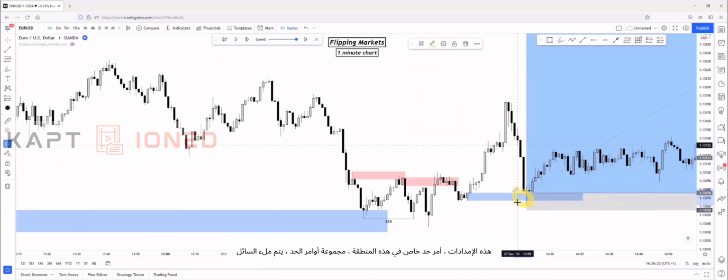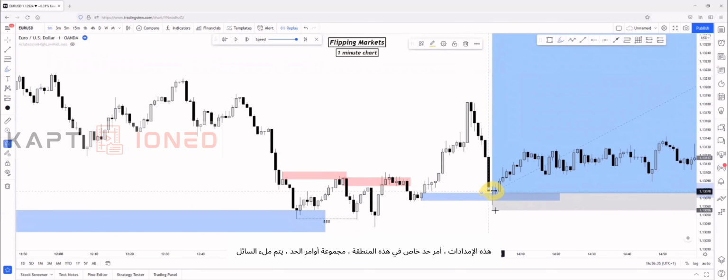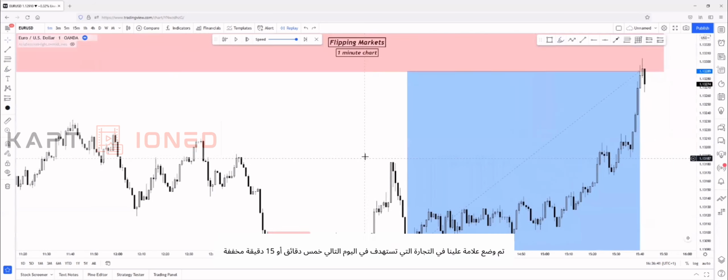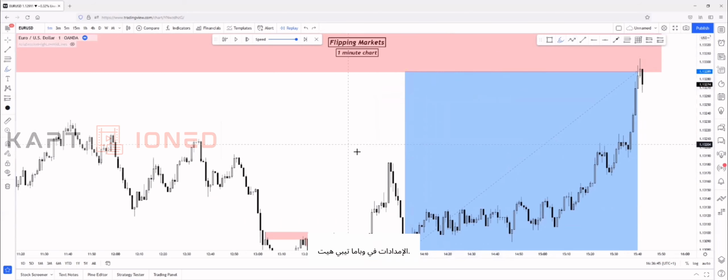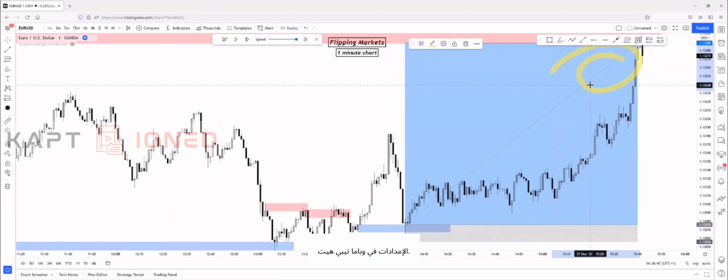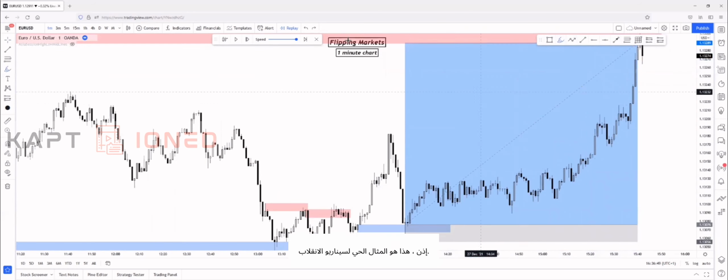Limit order on this zone. Limit order did set. Liquidity sweep from this region. We are tagged into the trade, targeting the next unmitigated 5-minute or 15-minute supply zone. And bam, TP hit. So this is the live example for the flip scenario.